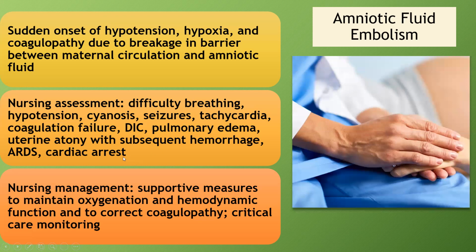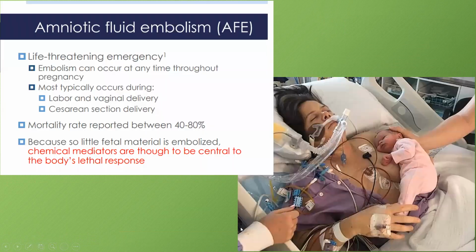If it happens when she's still pregnant, we would start all of our same procedures, and within 4 to 5 minutes, try to do a perimortem cesarean on this mom. Obviously, you're going to need a team of people to do that, beyond the scope of this course, but know that that's one of the things that we do train in. And our nursing management is supportive measures to maintain oxygenation.